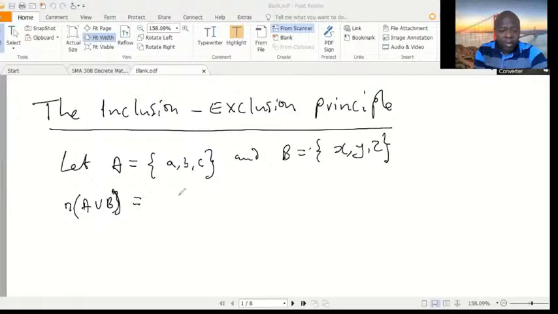The union of A and B, you know how to get the union. These are all the elements in A or all the elements in B. So how many elements are these? 1, 2, 3, 4, 5, 6. These are 6 elements.